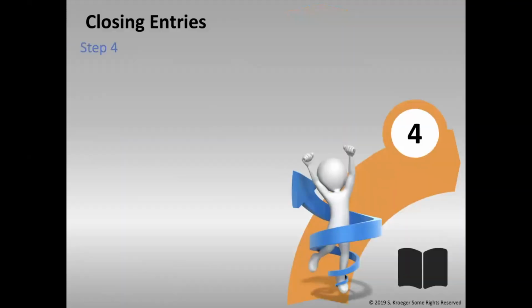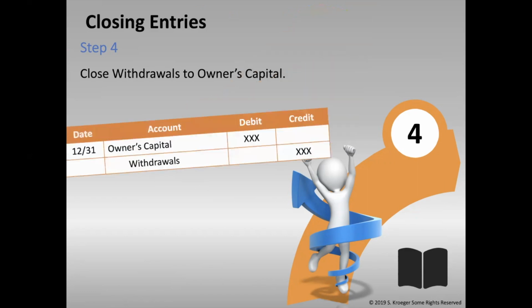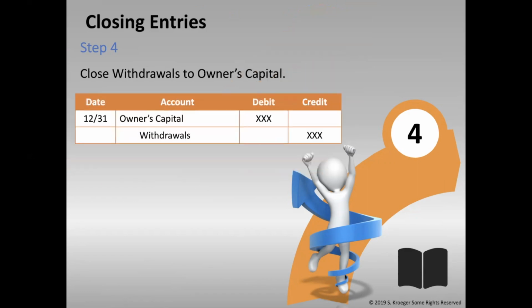The final step is to close the withdrawals to the capital account. Withdrawals normally have a debit balance, so to close it, you do the opposite, which is a credit. If withdrawals gets the credit, then capital gets the debit. It makes sense because capital normally has a credit balance, so the withdrawals are actually reducing owner's capital.